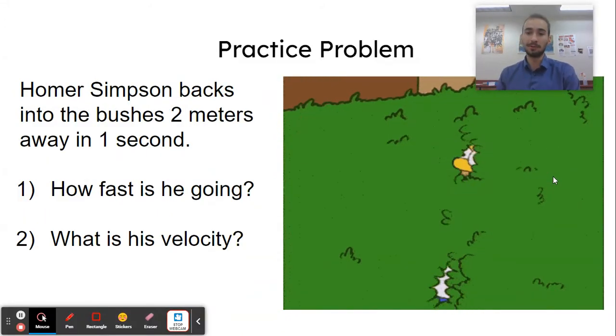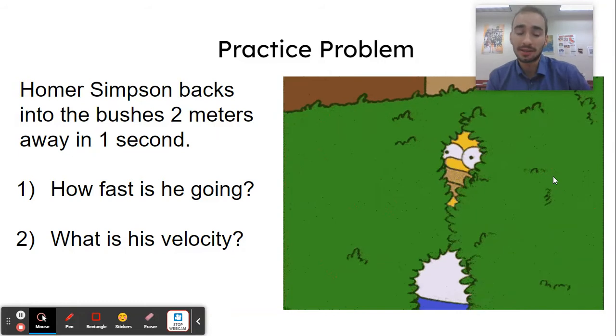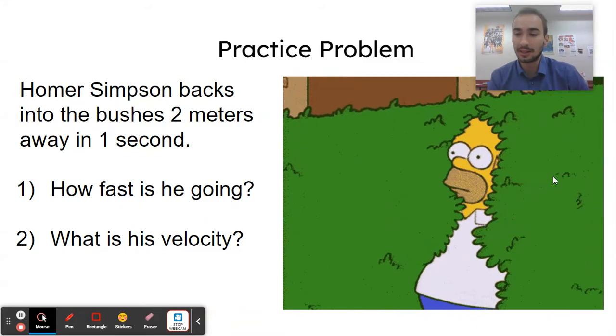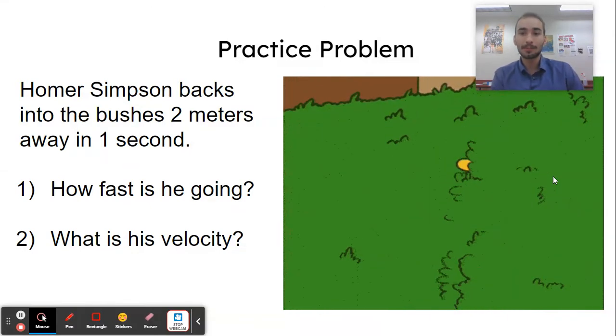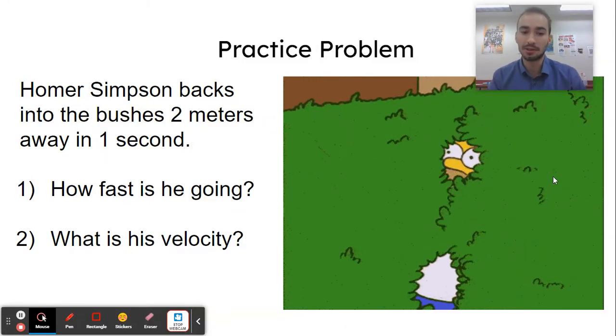So I have a practice problem for you. Homer Simpson backs into the bushes 2 meters away in 1 second. How fast is he going? And what is his velocity? Please pause the video now and answer the question.